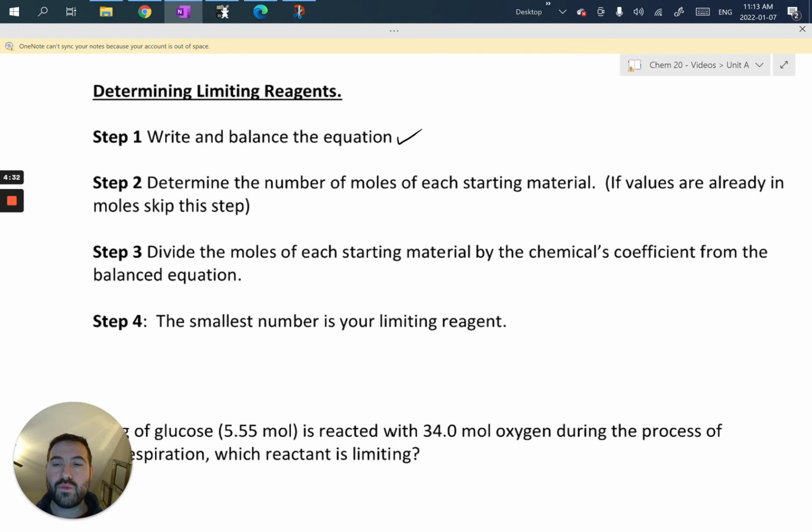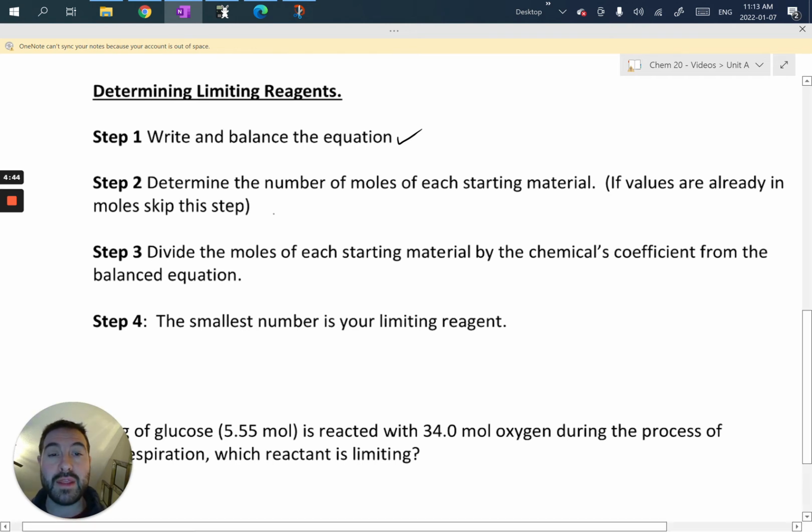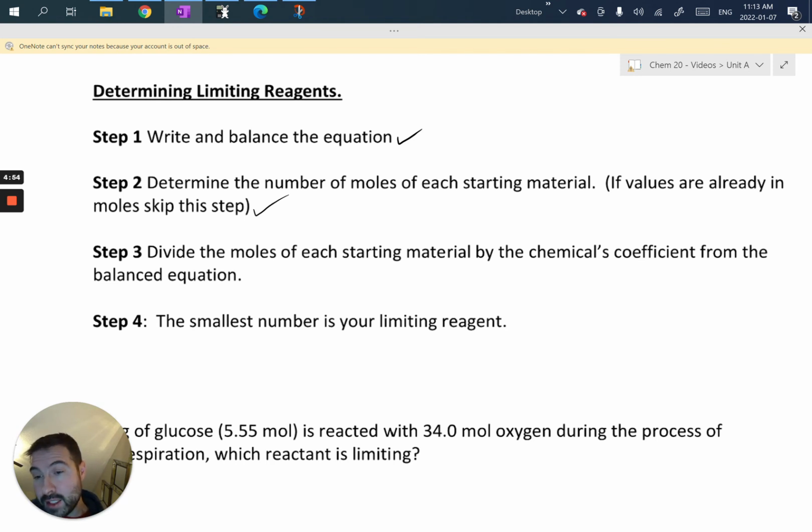Step 2, you need to determine the number of moles of each starting material. This is the first step in stoichiometry, well, I guess the second step in stoichiometry. You always need to find the number of moles of your given. So in this case, you want to find the number of moles of each starting material. The third step, you're going to use the molar ratio to figure out, to make 1 mole of product, how many moles of that reactant am I going to need?